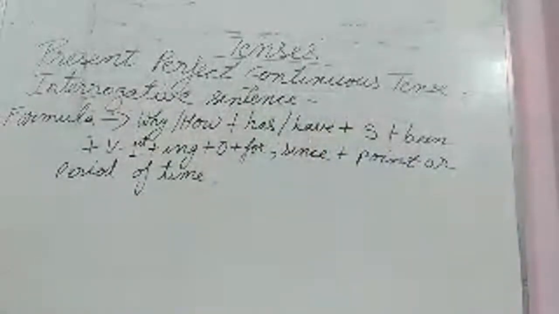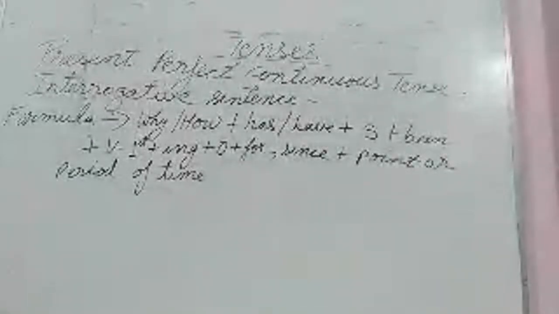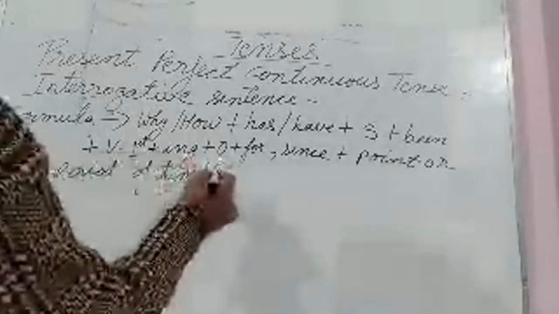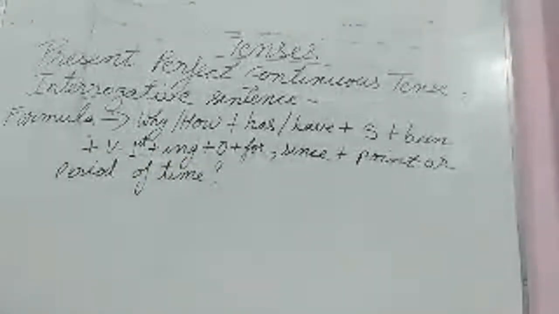Okay. So why or how plus has or have plus subject plus been plus verb of first form ing plus object plus for or since plus period or point of time. And a question mark. As it is an interrogative sentence formula, a question mark is a must over there. It is necessary.